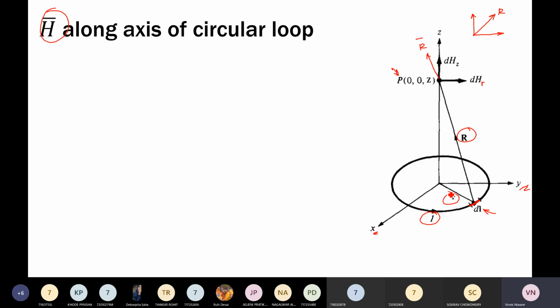I repeat, we have a circular loop with current I placed on the xy plane with radius r. Let us consider a very small filament dl bar. Consider the point of observation P on the z axis, with coordinates 0, 0, z. Vector r joins the source and the destination. Let us see what we have as an expression of H bar along the axis of the circular loop. The axis is the z axis, passing through the center of the loop. So we have r bar as z a z cap minus r a r cap.